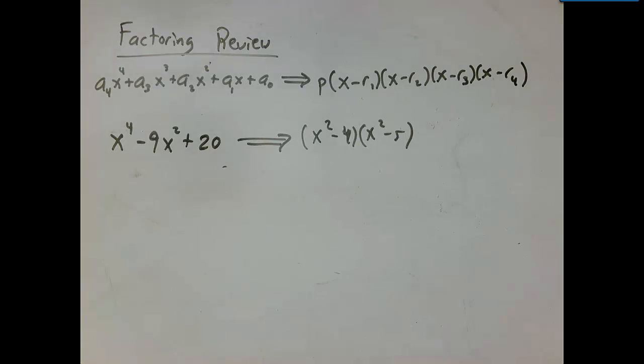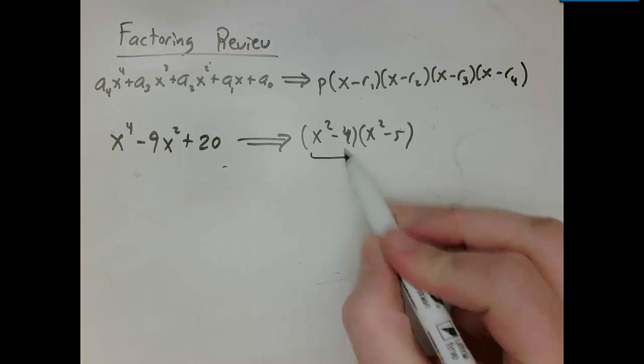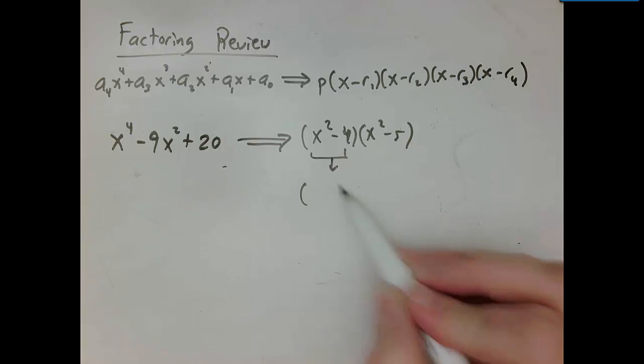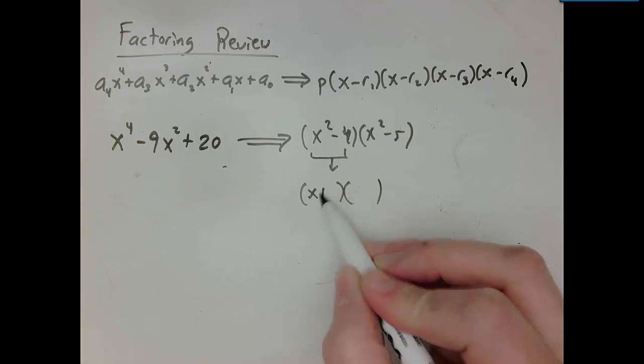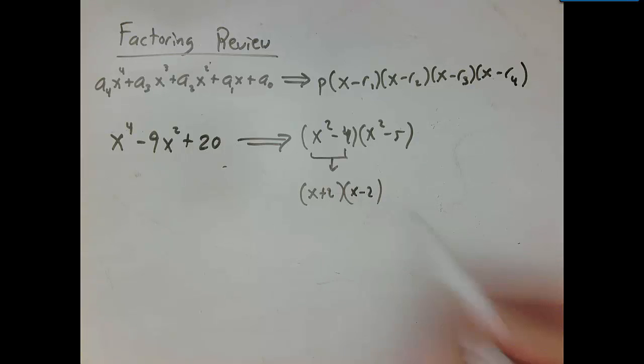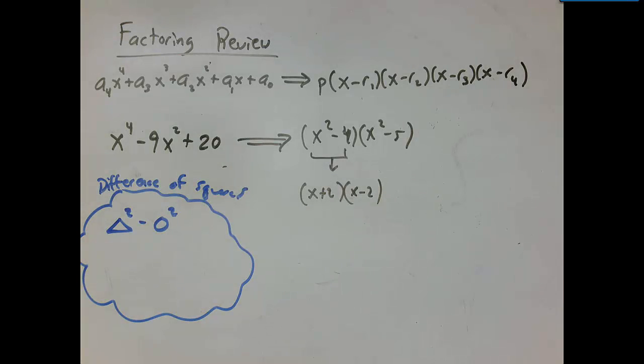So x squared minus 4 is what's called a difference of squares. That factors as x plus 2 and x minus 2. The idea of the difference of squares is if you have a number that's a square number minus another number that's a square number, you can always break it apart as the square root of the first plus the square root of the second, times the square root of the first minus the square root of the second.